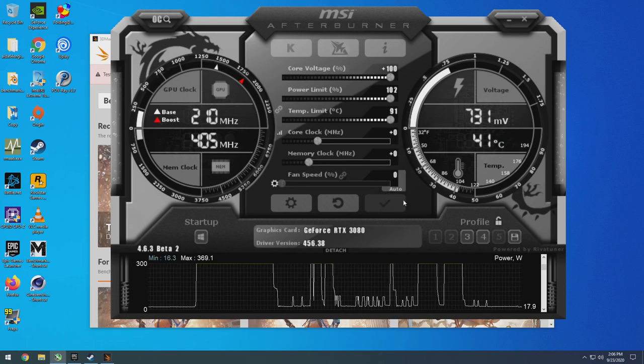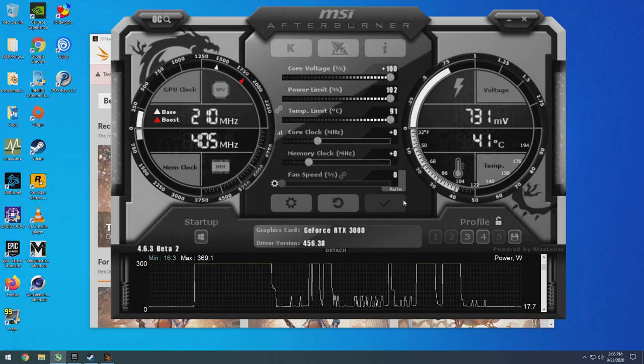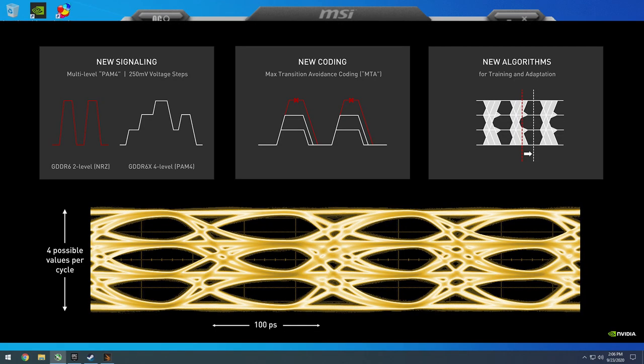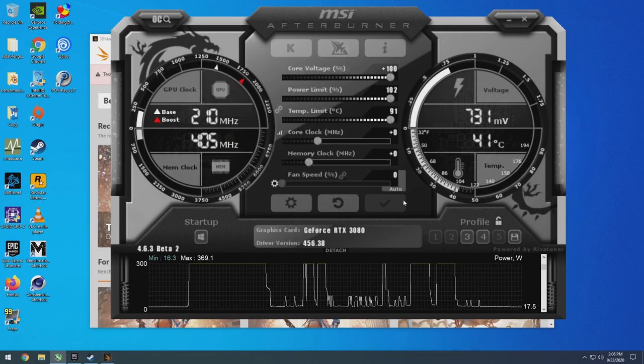Now the memory for this is GDDR6X, and it's a little bit special because NVIDIA has now added two more bits to the pipeline, so now it's 4 bits encoded instead of two. Two on the rise and two on the fall on the memory, which means that now it's much more sensitive to temperature and voltage. We can't control the voltage, but it's much more sensitive to temperature.